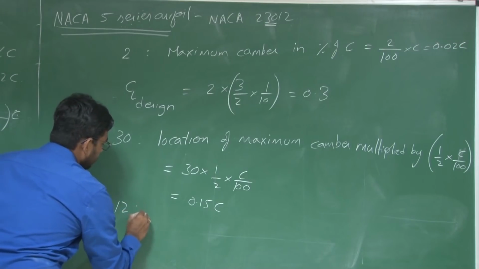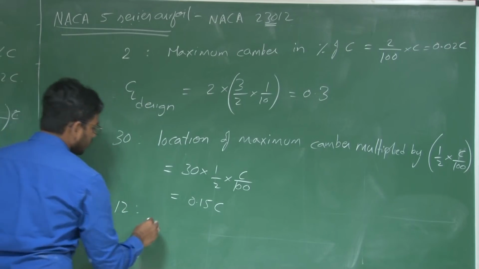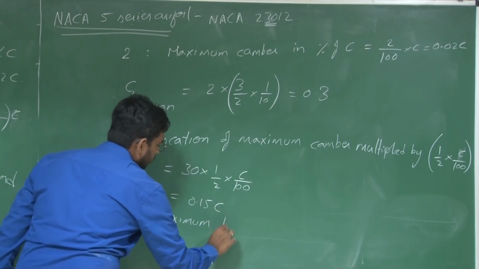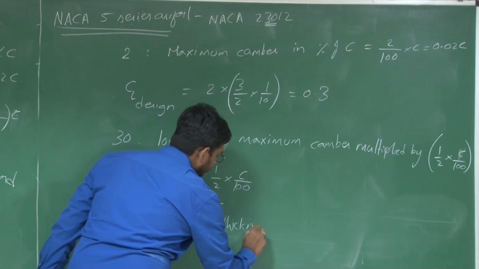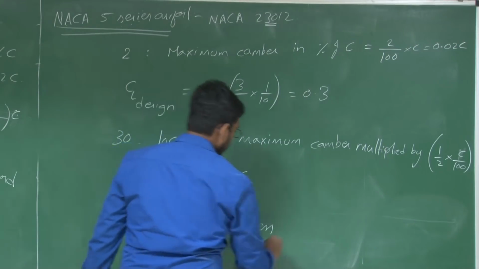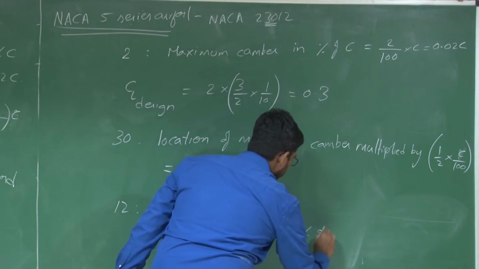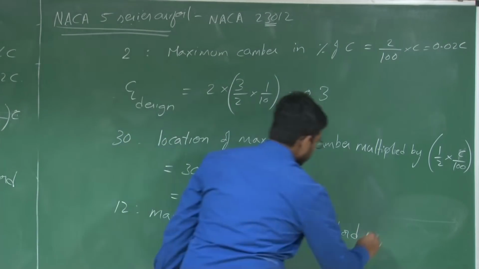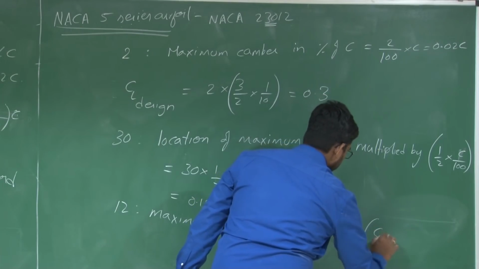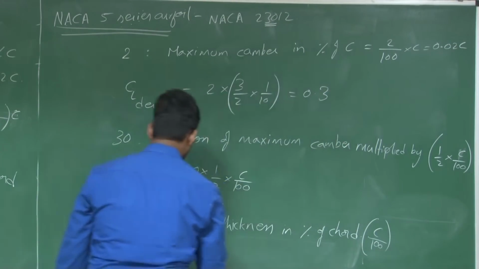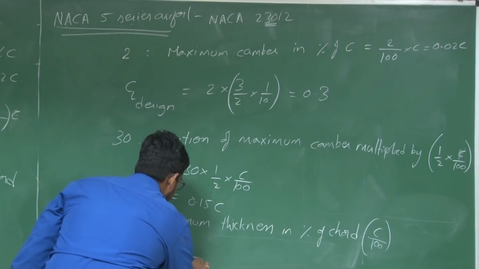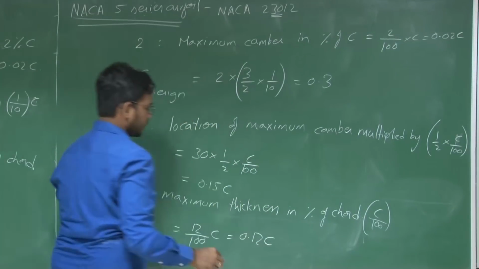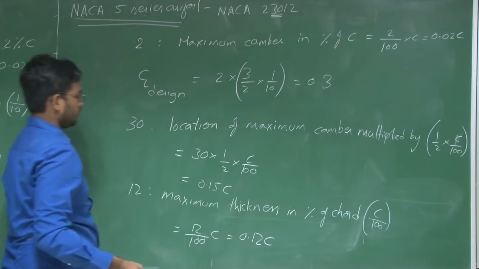And the last two digits give you the information about maximum thickness in percentage of chord. That is C by 100. So the maximum thickness is 12% of C, right.